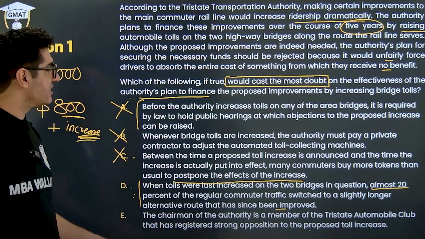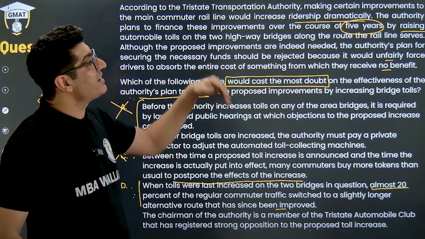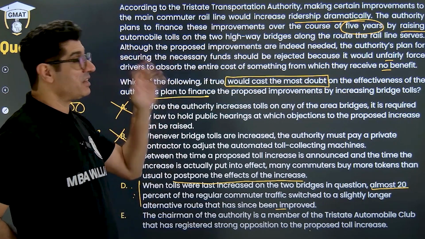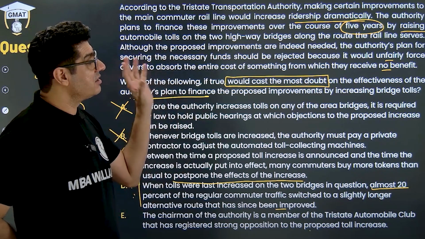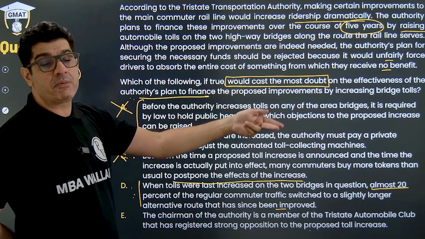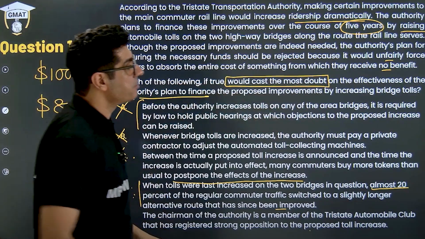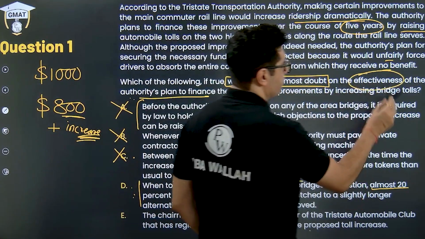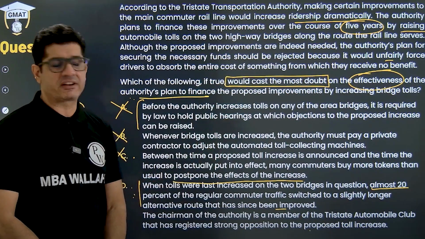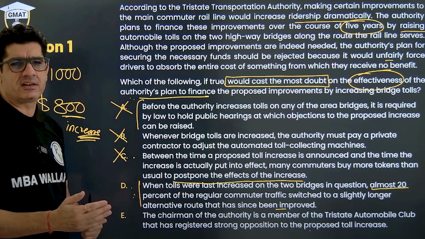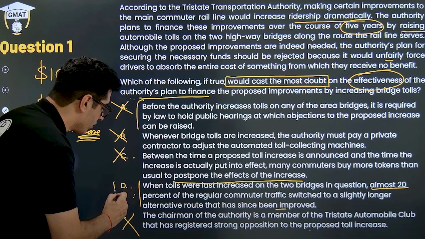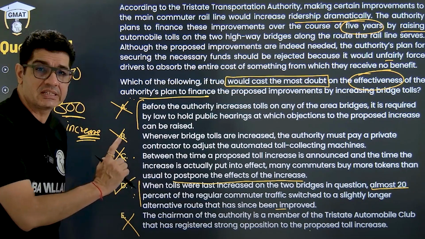At best, E can say that their chances of going ahead with this plan are low because the chairman himself will scuttle it. But the question is not about weakening the fact that the plan will be implemented or not. The question is about weakening the effectiveness of the plan, that if you were to go ahead with it, it is not going to be effective. So E to that extent appears tempting but is actually irrelevant. You can remove this. So our best answer here is option D.